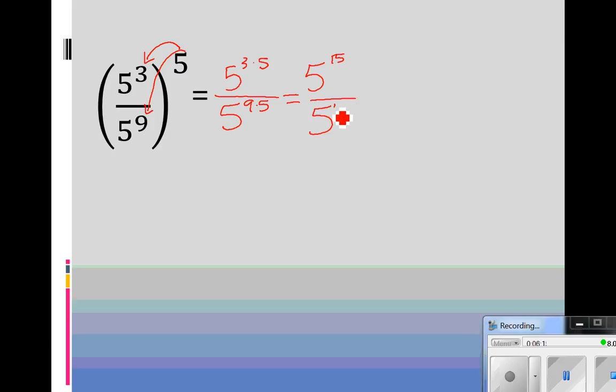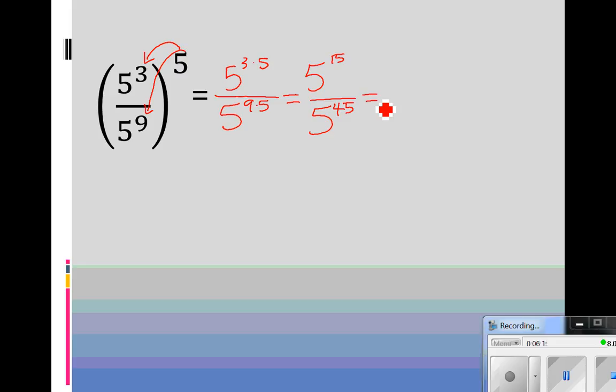So here's our first example. 5 to the third over 5 to the ninth. All of that is raised to the fifth power. So I'm going to start by distributing this 5 to everything in the fraction. And we multiply those. So we have 5 raised to the 3 times 5 over 5 to the 9 times 5. Then we can solve it. That would be 5 to the 15th power and 5 to the 45th power.